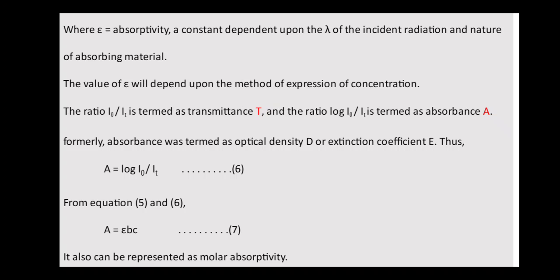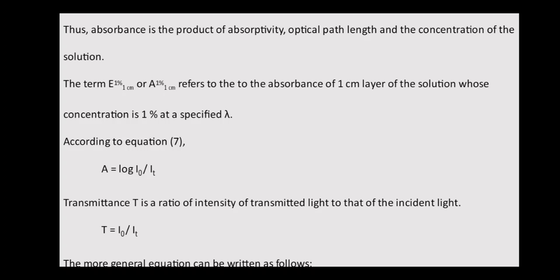Thus, we can also write capital A = log I0/It, and by combining equations 5 and 6, we can write A = εcb, and it can also be represented as the molar absorptivity. Thus, the absorbance is the product of absorptivity, optical path length, and the concentration of the solution. The term E 1% 1 cm refers to the absorbance of a 1 centimeter layer of the solution whose concentration is 1% at the specified wavelength.